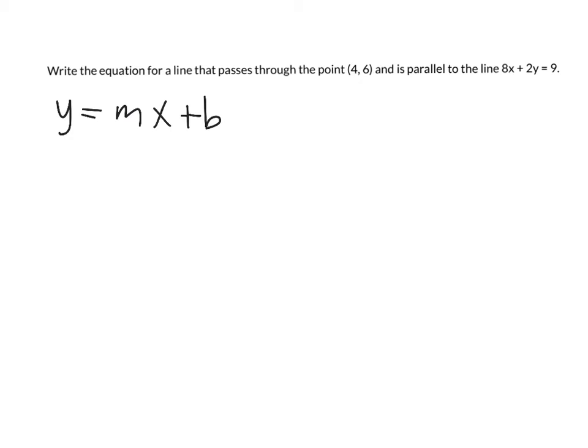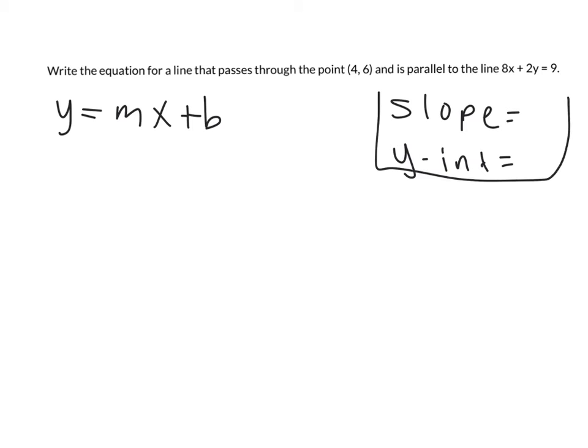And we know that we need to find a slope and a y-intercept. Once we've done that, we have everything we need. If we're missing one of those two, we'll need an x and a y. So let's start out by looking at our equation and seeing what we have.